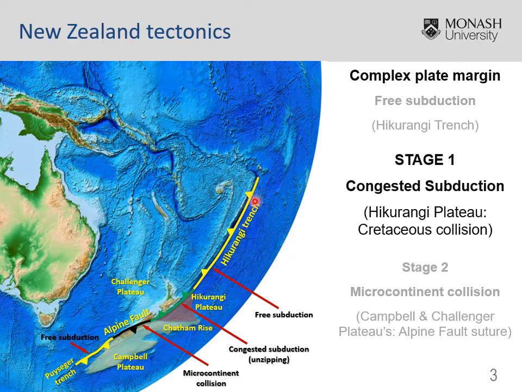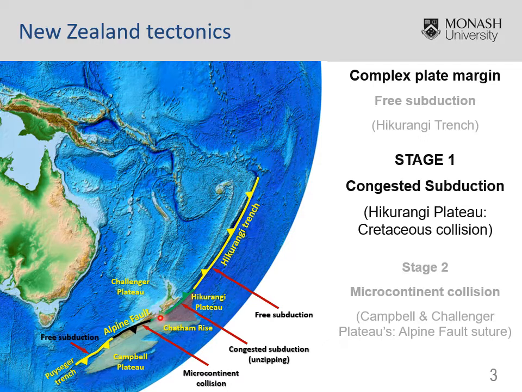The margin between the Pacific plate and the Australian plate is a complicated one. The northern part of the margin is characterised by free subduction, but as we go in towards Zealandia, what we see is a more complicated history, which records two stages of congested subduction.